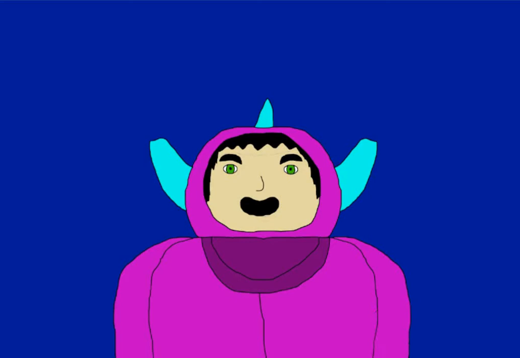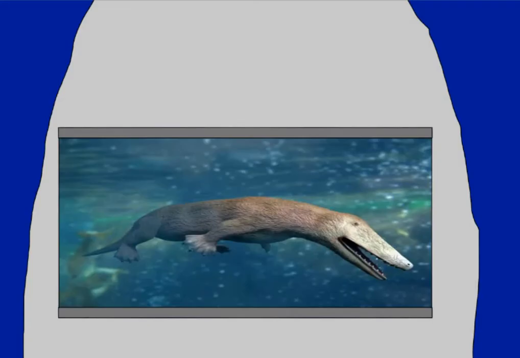Last time I talked about an animal that represented a transition between sea creatures becoming land creatures. And today we're talking about the opposite. Today we're talking about an animal that represents the transition between land creatures and sea creatures. Today we're talking about the early whale Ambulocetus.